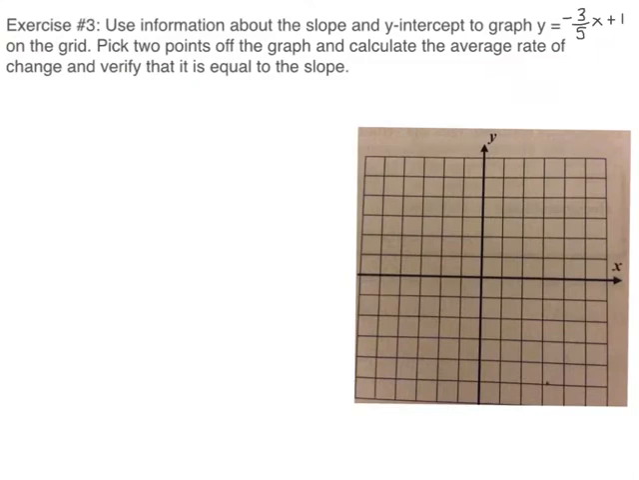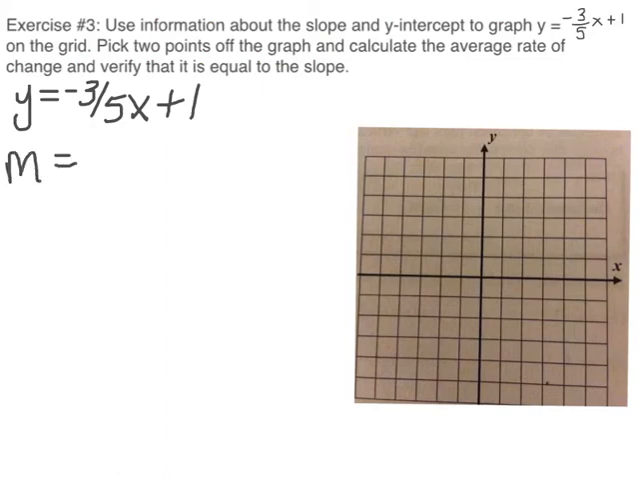Exercise number 3. Use information about the slope and y-intercept to graph y equals -3/5 x plus 1 on the grid. Pick 2 points off the graph and calculate the average rate of change and verify that it is equal to the slope. So let's go ahead and take a quick look at this. I have y equals -3/5 x plus 1. My m equals -3/5, and my b equals 1.